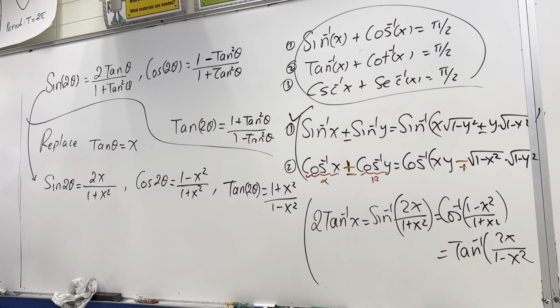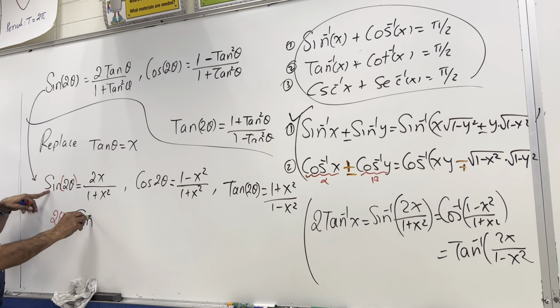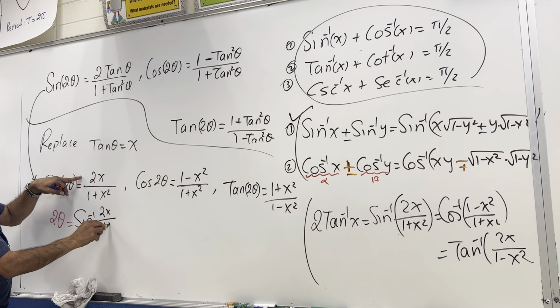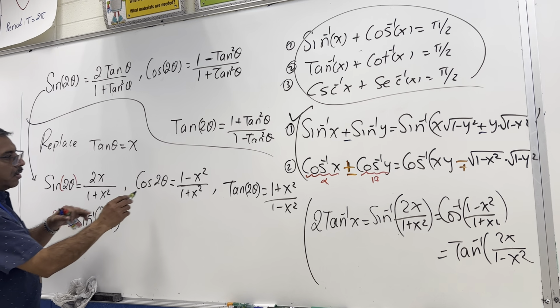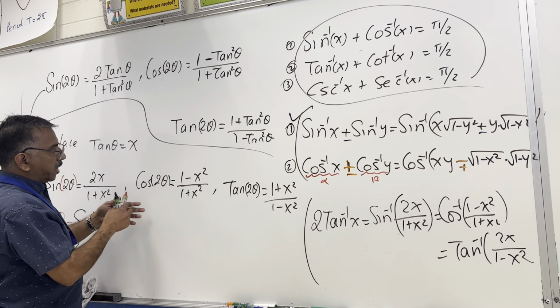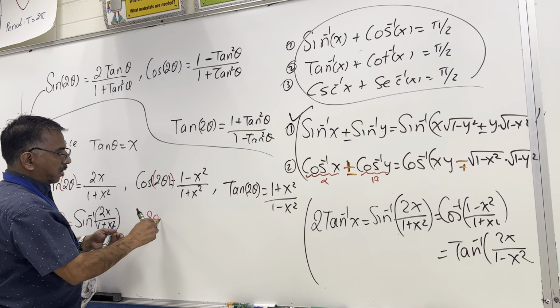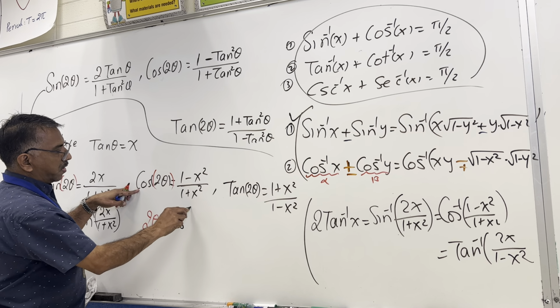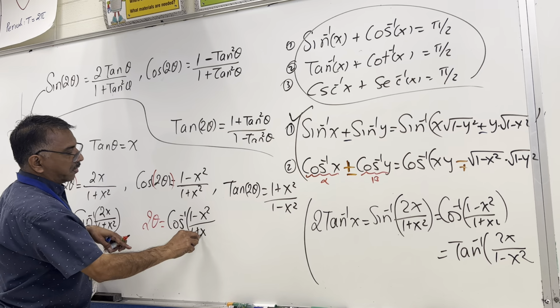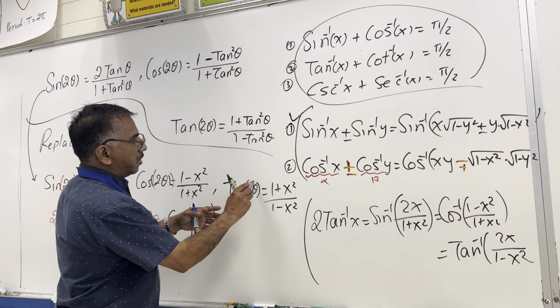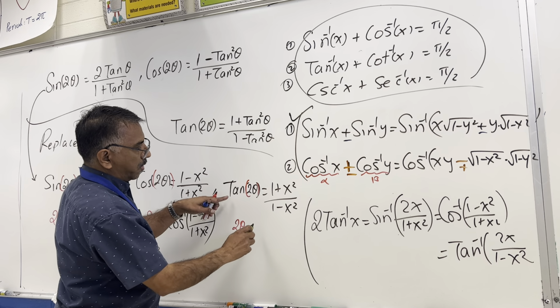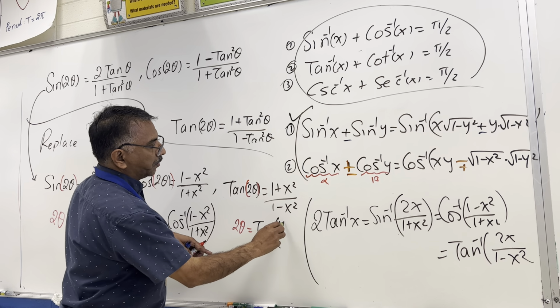Okay, and then finally, we use the definition of inverse trig. That means if this is the angle, this stays 2 theta, but on the other side you write sine inverse of 2x over 1 plus x squared. Same thing here, this 2 theta is cosine inverse of 1 minus x squared over 1 plus x squared, and here this 2 theta equals tan inverse of 2x over 1 minus x squared.